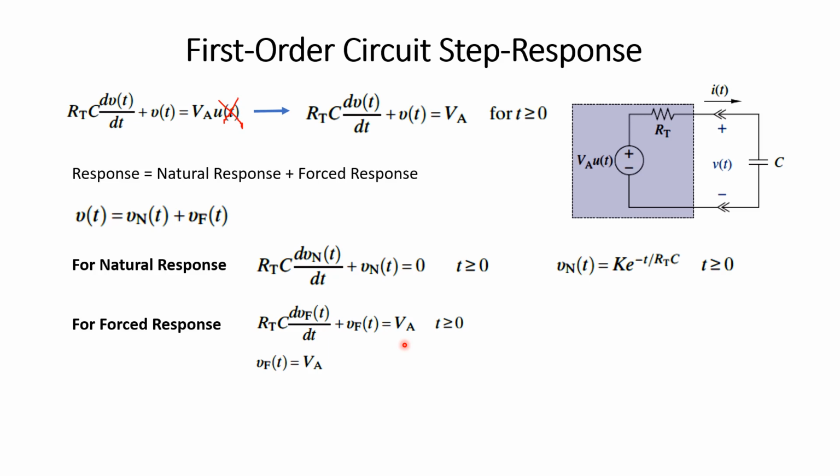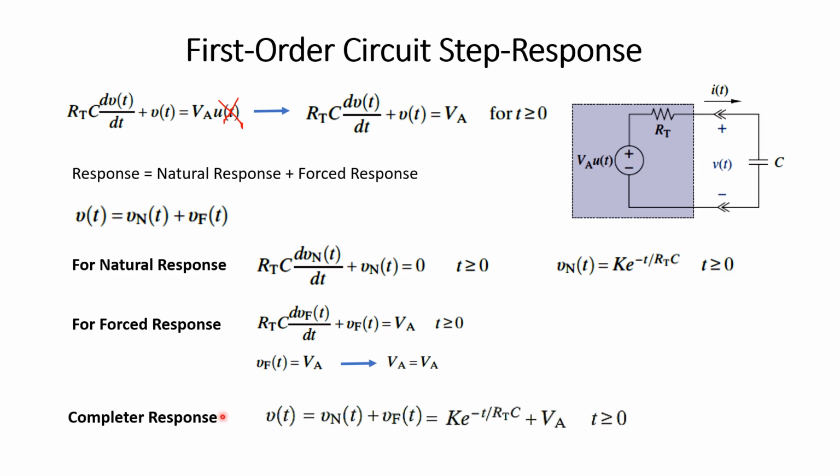Now the forced response will depend on the type of the forcing function. Because our forcing function is a constant, our forced response will be constant as well. So we assume Vf is equal to a constant. You can consider it K1, and we substitute Vf equal to K1 in this. So if this is K1 and RC d by dt of K1, K1 is constant and this term will be 0, and K1 will be equal to Va. So our forced response is Va.